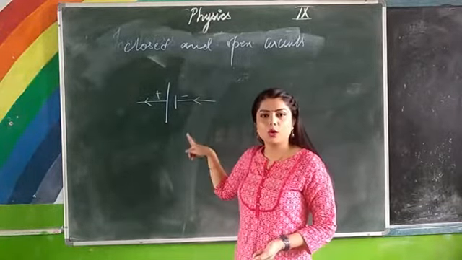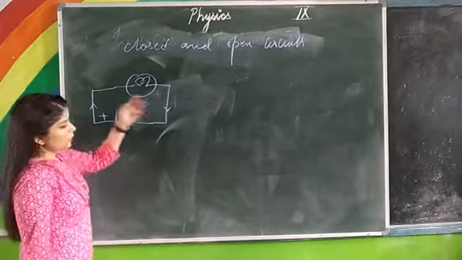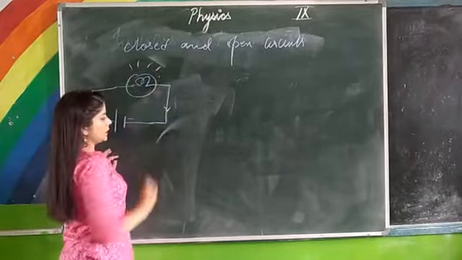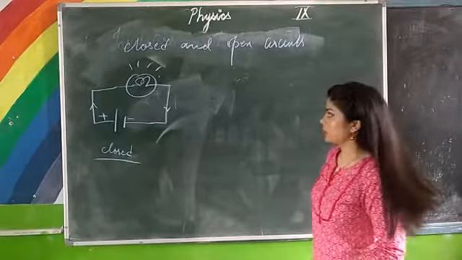Now, for example, suppose there is a battery and we connect it to a bulb. If this wire is a conductor made of metal, the current will flow from positive towards negative, and when the current flows, the bulb will glow. This is an example of a complete or closed circuit.